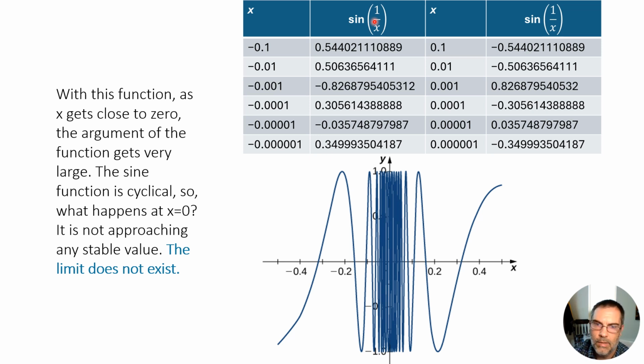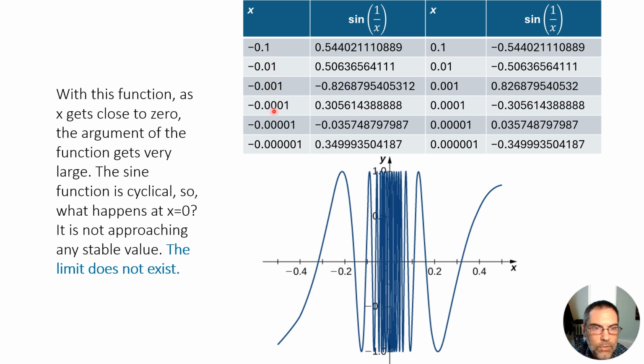So if I'm at 1 trillion or 1,000,000,005, the value could be anywhere between -1 and 1. And if I add a trillion to that, I could be anywhere between -1 and 1. So it's not approaching any value. It does not have a limit. The limit does not exist as the argument of the sine function gets really, really big. So the argument of this sine function is 1 over x, so that problem happens when x gets really, really close to 0.